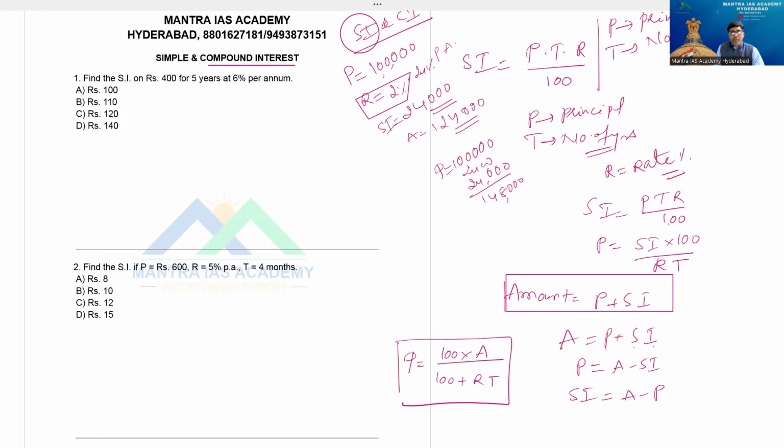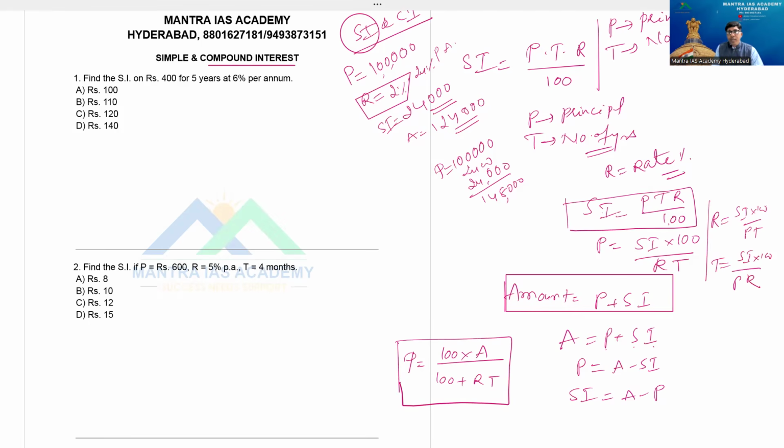These are the formulas we have. SI is equal to PTR by 100, the first formula. Remaining P is equal to SI into 100 by RT. R is also the same thing: SI into 100 by remaining PT. And T is equal to SI into 100 by remaining PR.